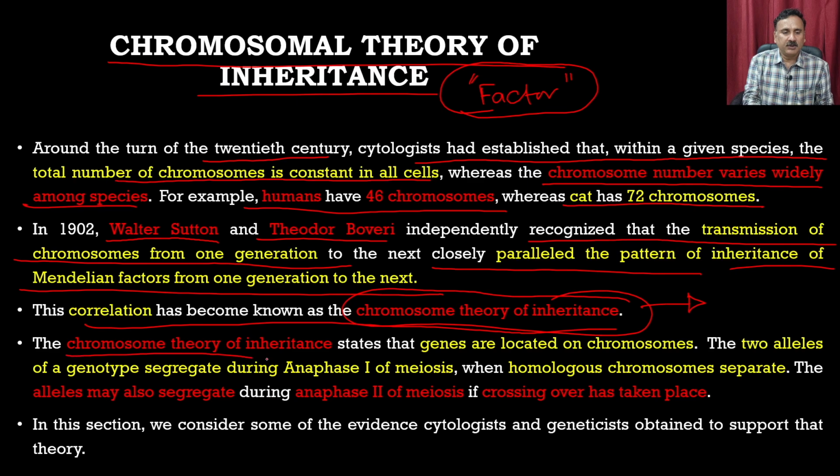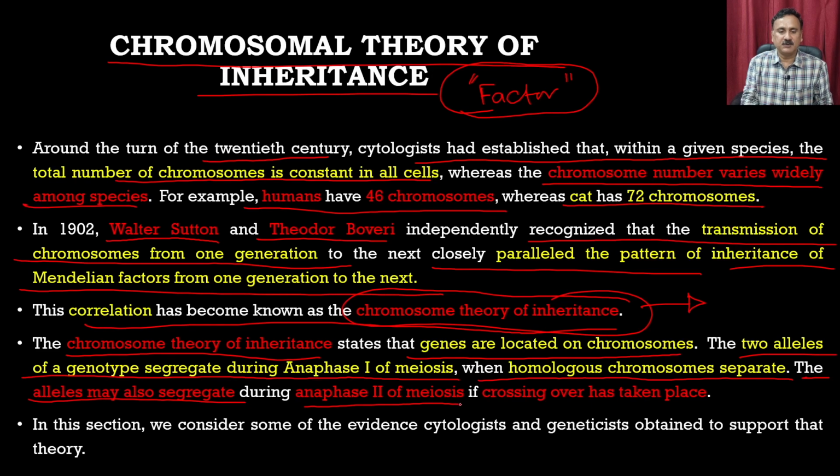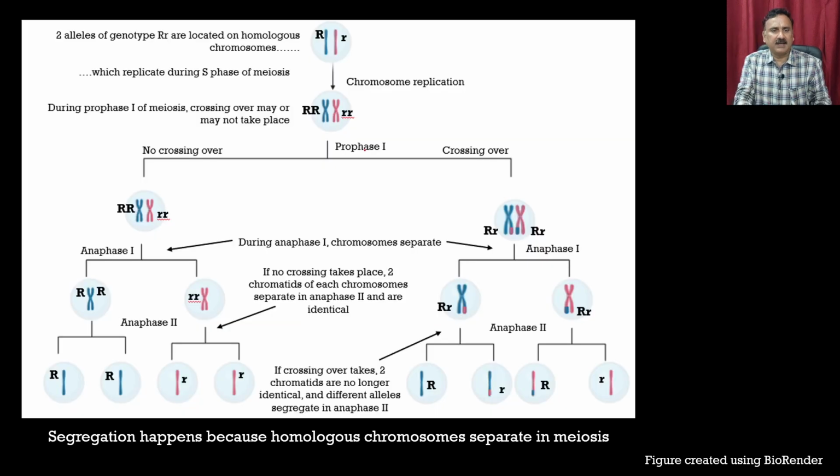So the chromosomal theory states that the genes are located on the chromosomes, and the two alleles of a genotype segregate during anaphase 1 of meiosis when the homologous chromosomes separate. The alleles may also segregate during anaphase 2 of meiosis if crossing over takes place, right? So this is exactly what it is saying.